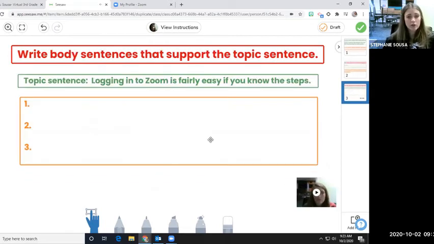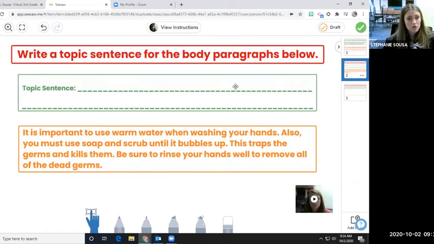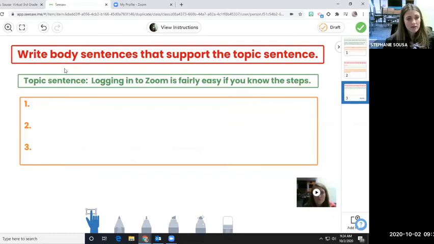On number 3, you're going to do the opposite. On number 3, I've given you a topic sentence. You are going to write body sentences that support the topic sentence. Okay? Again, I'd recommend watching this little video down here. Okay? So we've done slide 1 together. We've explained the differences between a topic sentence and body sentences. You are now going to read the body sentences and add a topic sentence. You are going to read the topic sentence and add some body sentences.